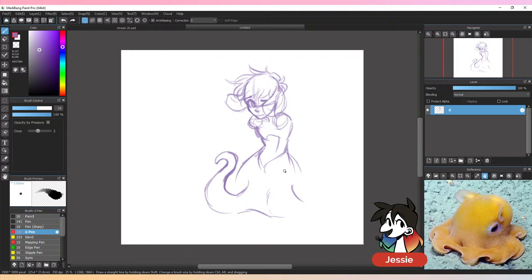Am I drawing Grayson or a random person? Just a random person. I drew Gray last week. I can't do him again. I can't draw Grayson twice.